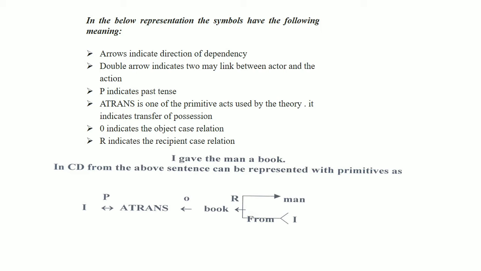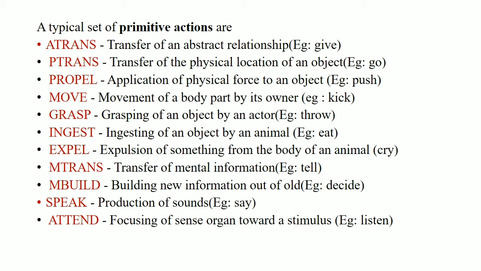the link between the actor and the action. I is the actor and the action is A trans, give. The arrow indicates the direction of dependencies: the action is with the book. So this is the way it is represented in conceptual dependencies. And let us see the various primitives that have been used.